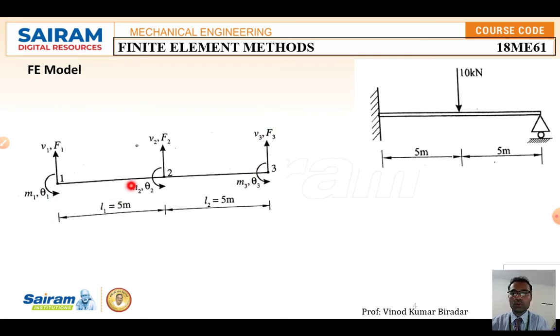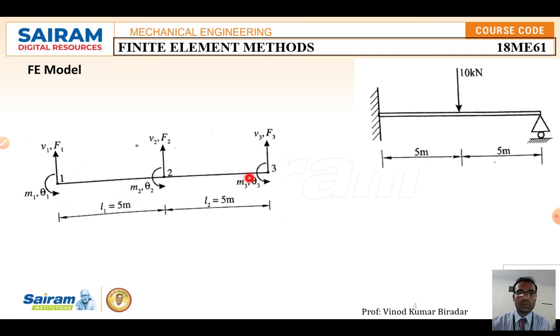Okay, so from this point to this point the length is 5 meters, and from this point the length is 5 meters. If you construct this element, then the problem is very simple. Solving the problem is very simple. Look at this: at node number 1 it is completely fixed, so V1 and theta 1 are going to become 0. That is, V1 is equal to 0, theta 1 is equal to 0.